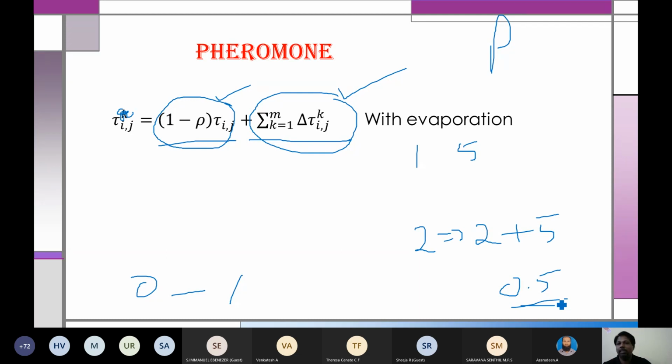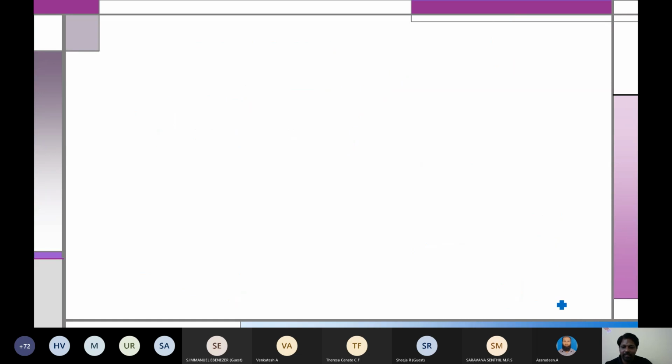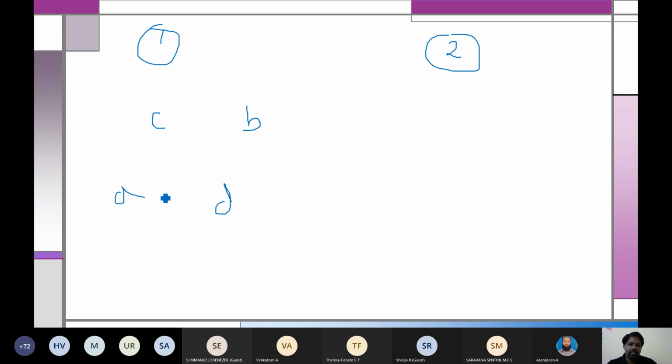So this is the third step. Okay, like this. Assuming that I have a first iteration and a second iteration, with nodes A, B, C, D.